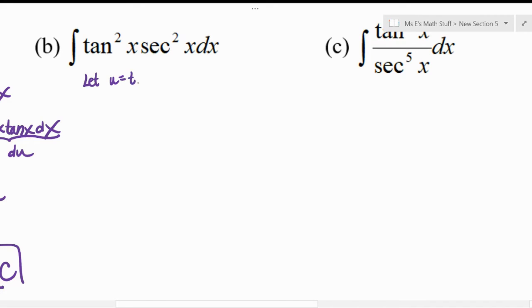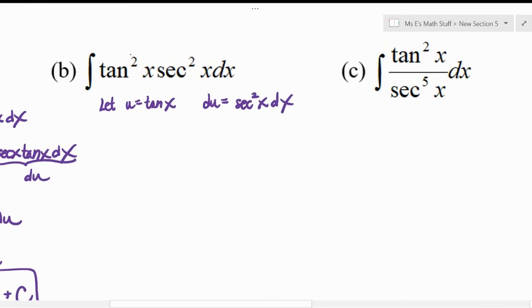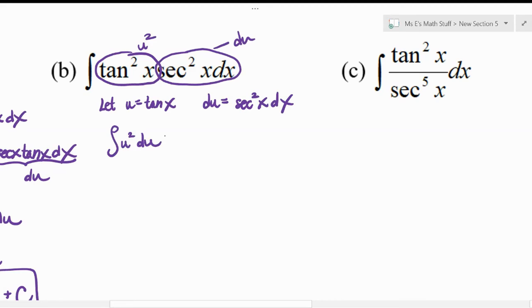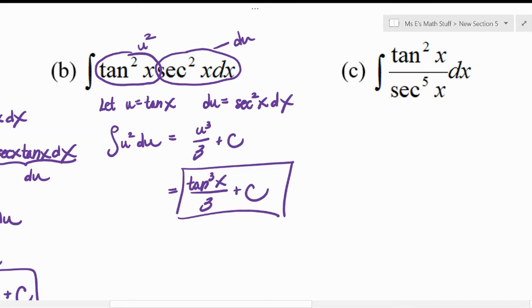If I let u equal tangent, then this thing works out really well because my du would be secant squared x. Oh, come on, that's so cute. Oh my goodness. So this is u squared, and this is du. Oh my goodness. All right, so that's the easiest thing ever. So power rule, back to substitution: tangent cubed x over 3 plus c. Yay! There we go.